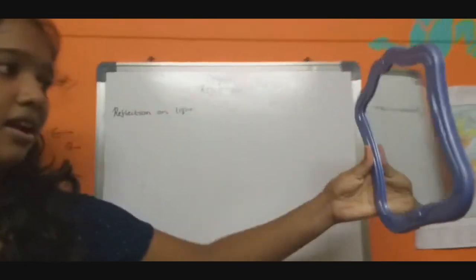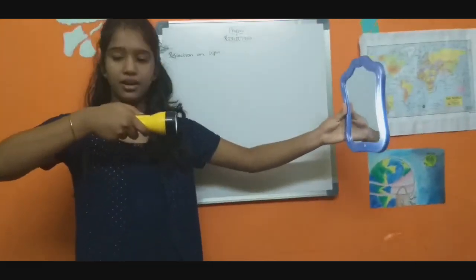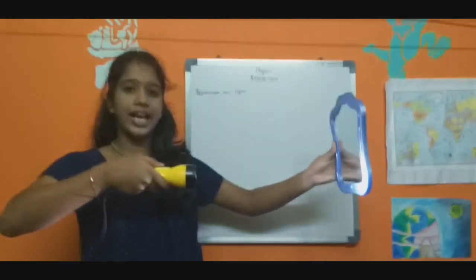Consider, see, this is a mirror. I switched on my torch towards this mirror. It is reflected back. See, it is reflected back. So here reflection takes place.